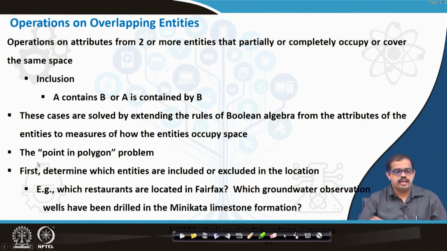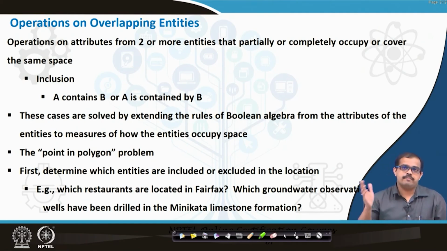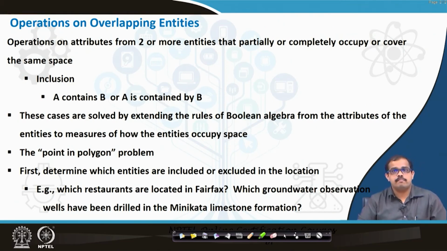The next set of analysis that you can do is the operation of overlapping entities. The first operation that we will look at is point and polygon. This involves operations on attributes from two or more entities that partially or completely occupy or cover the same space, which is inclusion: A contains B, or A is contained by B. These cases are solved by extending the rules of Boolean algebra from attributes of the entities to measures of how the entities occupy a particular space.